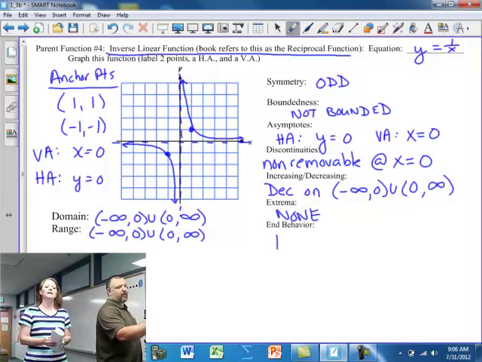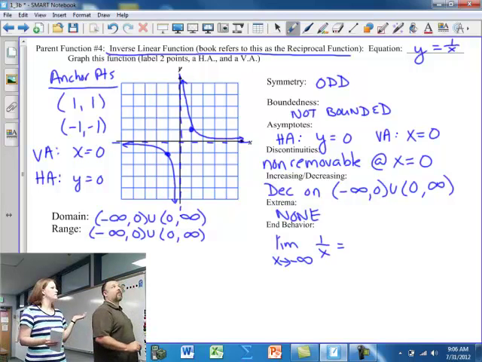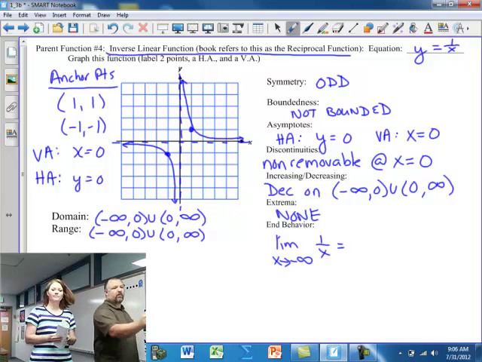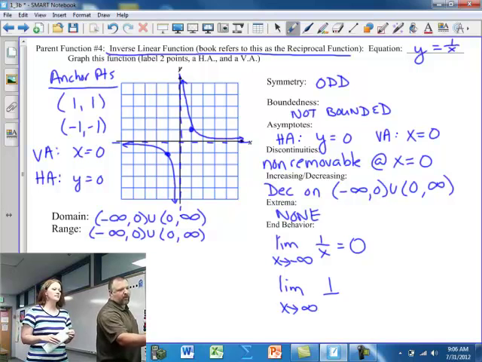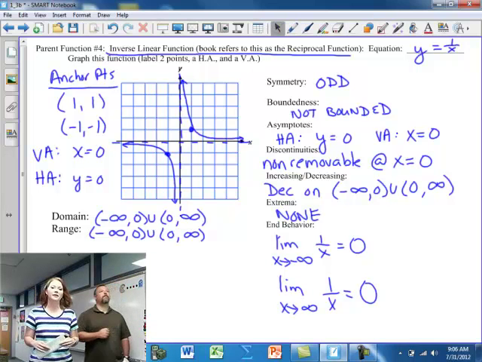And the end behavior, we're going to go ahead and do the limit as x goes to negative infinity of our function, which was 1 over x. And so as you look to the left on your graph, where are we going? 0. So that limit goes to 0. The limit as x goes to infinity, so as you look to the right, of 1 over x, is also going to go to 0. That'll do it for the inverse linear.